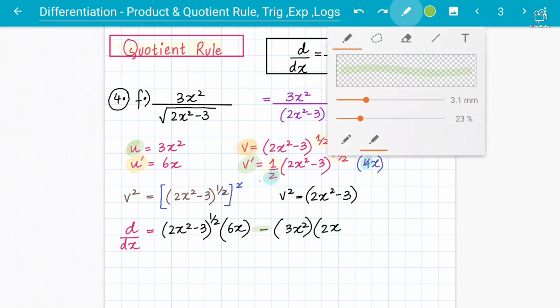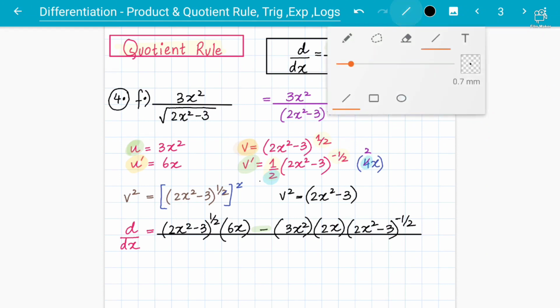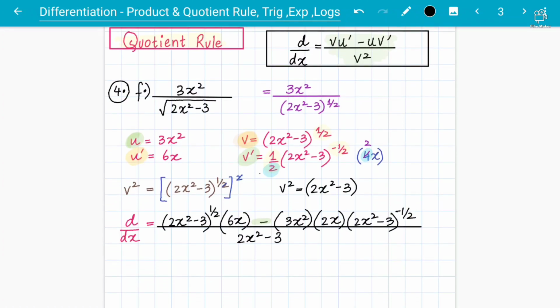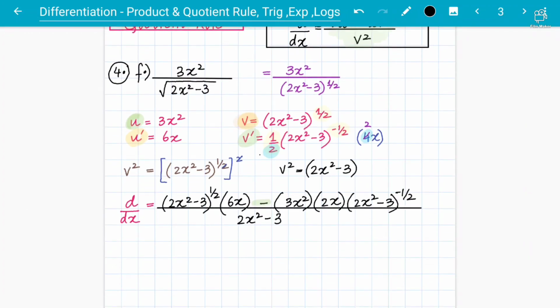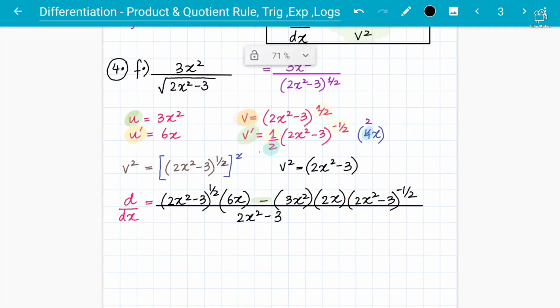So it's going to be 2x multiplied by (2x² − 3)^(−1/2), and then divided by v squared, that is basically (2x² − 3). So that is the differentiation of this quotient rule function. But we need to understand that we can simplify, and we'll mostly have to simplify always. So let's simplify now.